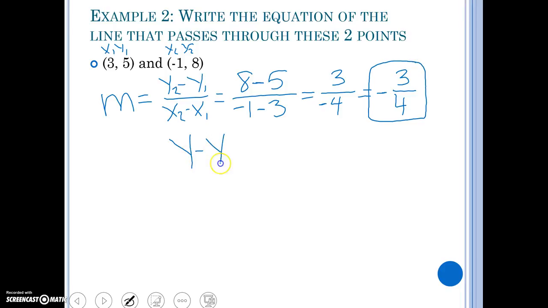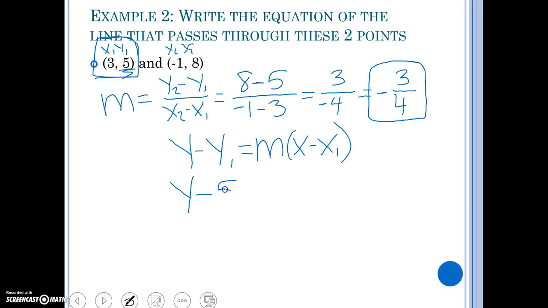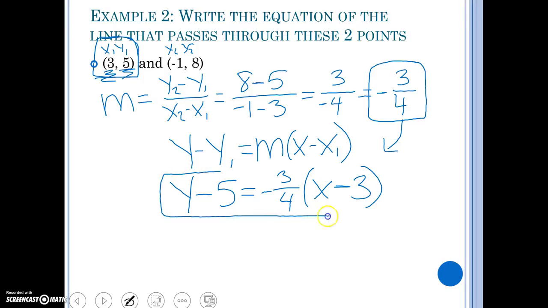Our next step is to plug it into the point-slope formula. So again, I'm going to use the first ordered pair given. If you want to use the second one, you can. So we have y minus our y1, which is 5, equals our m value, which is negative 3/4, times x minus our x value, which is 3. Now this one we have no double negatives, so at this point there is nothing to simplify. So that is as far as we're going to go for now.